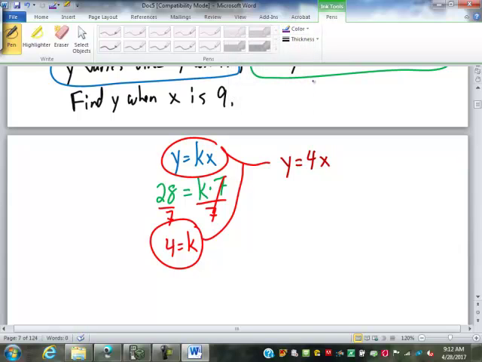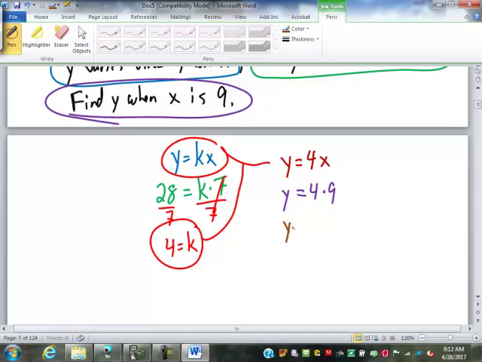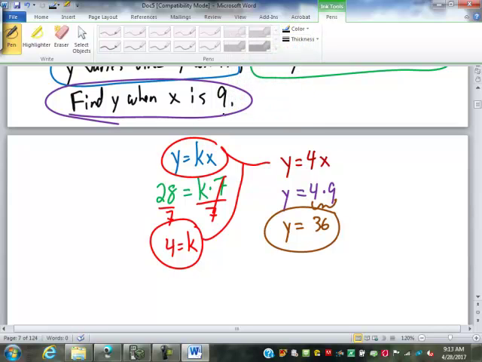Then the new piece to this example, find y when x is 9. So I can put 9 in where x is. So 4 times x becomes 4 times 9, and I'm looking for y. So 4 times 9 is 36. Y equals 36. Any questions?